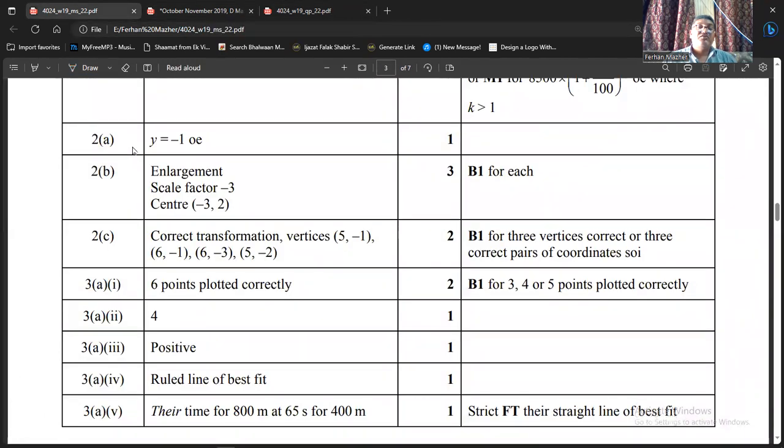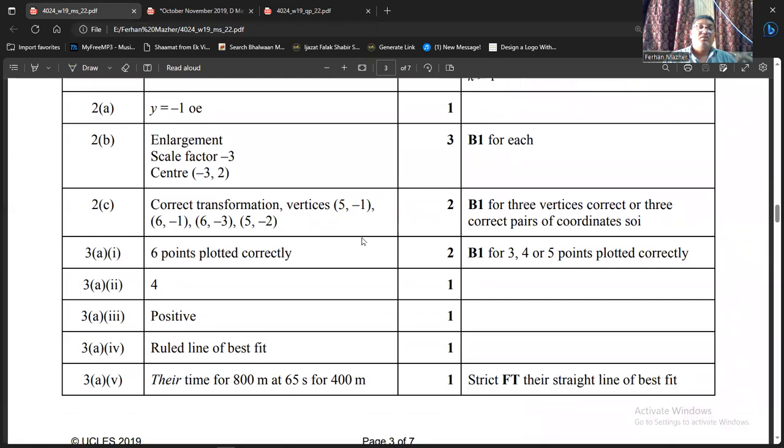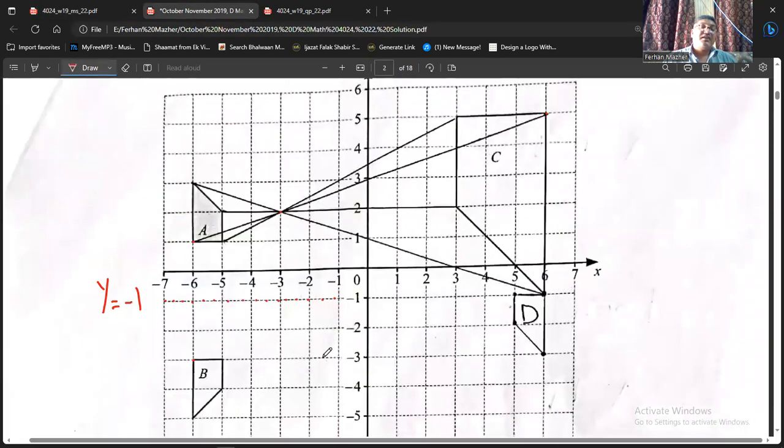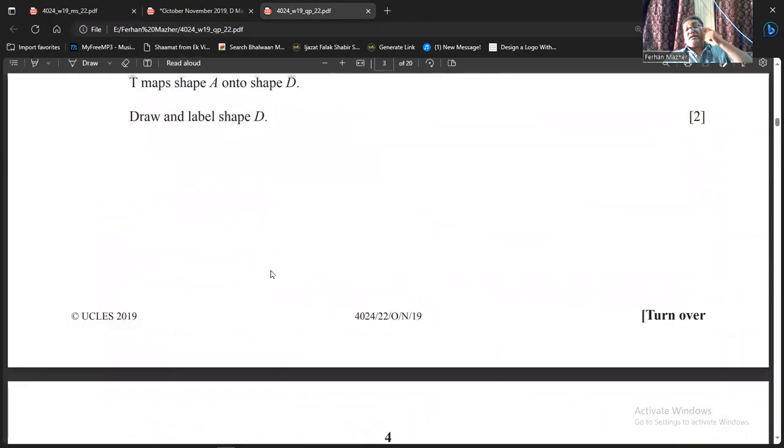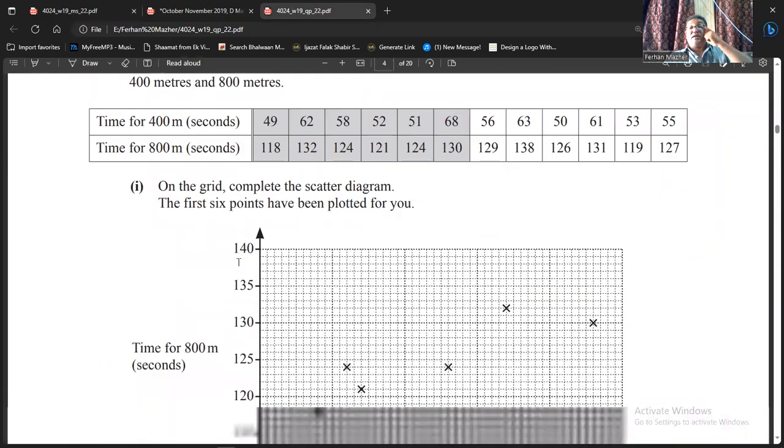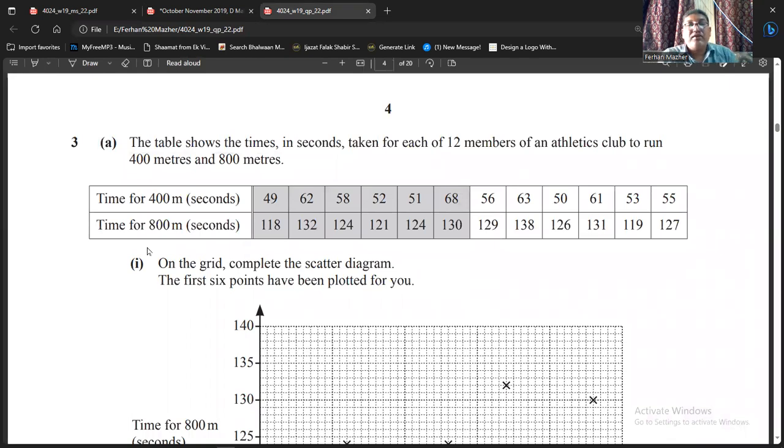So let me show you. 5 minus 1, 6 minus 1, 6 minus 3, 5 minus 2. That diagram is right, okay? Okay, so then we are going to the next question. The next question is question number 3.